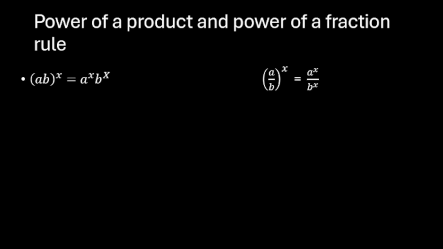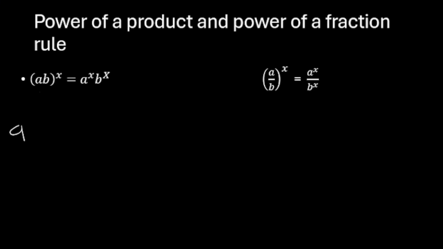Now let's go to the power of a product and the power of a fraction rule. Here, we're going to be multiplying the numbers inside the brackets with the exponents. Now, these numbers, A, B, are separated by an operation. When it's like this, that means they're separated by an operation. It can be times, addition, subtraction, any operation.